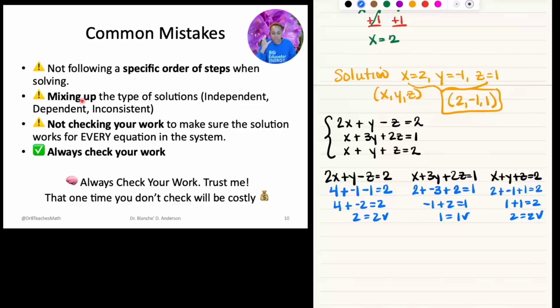Common mistakes with this, like I mentioned before: not following specific steps, getting mixed up on the type of solutions. Watch the previous video on system of linear equations in two variables because I go over the different solutions. Not checking your work. Always check your work. Whether you graph it, whether you use your calculator, check your work. Make sure it works. You should check your work.